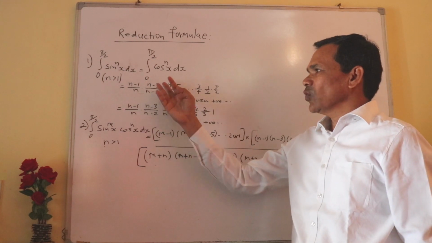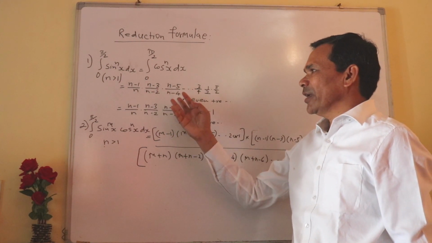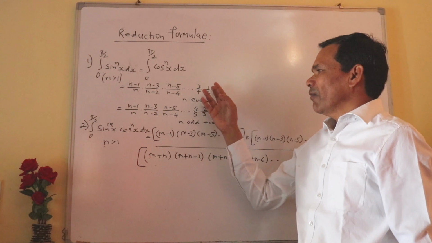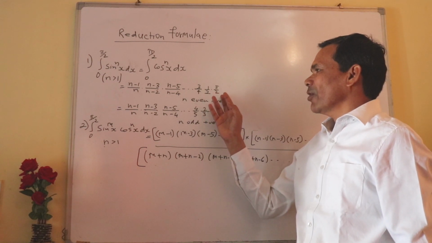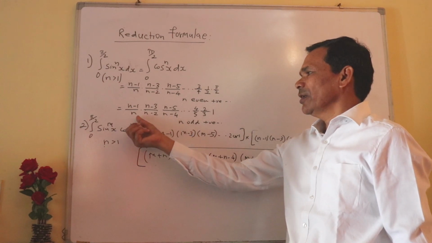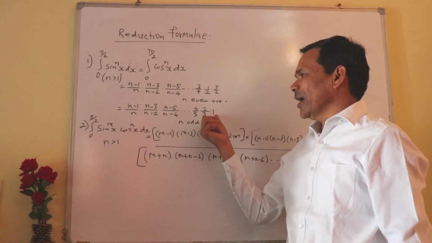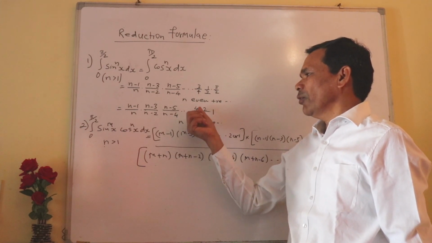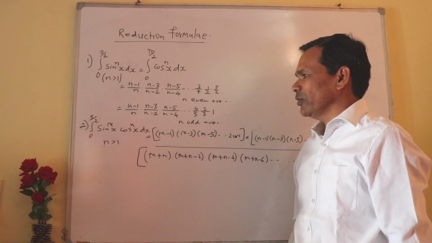So it is (n minus 1) upon n, (n minus 3) upon (n minus 2), and so on. Finally, it is starting from pi by 2, half, 3 by 4 if n is an even positive integer, and here it will start from 1, 2 by 3, 4 by 5 if n is an odd positive integer.